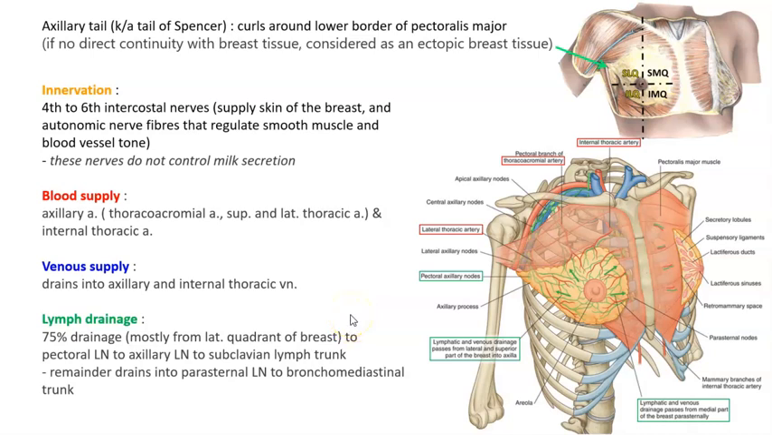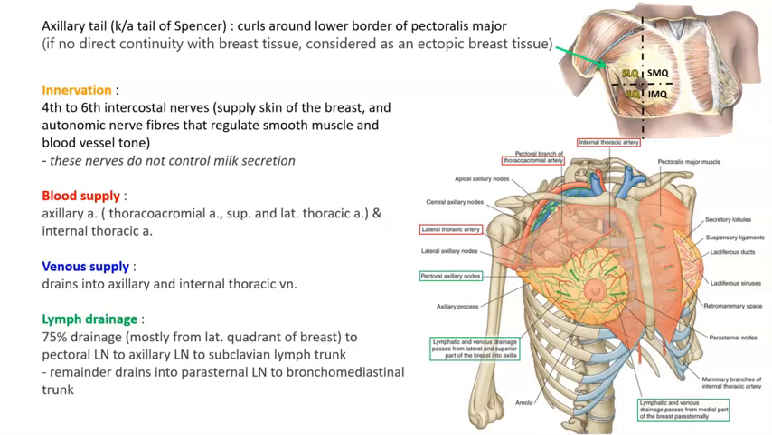And blood supply is from axillary artery. We have learned about this before: axillary artery, from thoracoacromial artery, superior and lateral thoracic artery, and also internal thoracic artery, from here, internal thoracic artery. And for venous supply, it drains into axillary and internal thoracic vein. It's easy to remember. The artery that supplies you has the same name as the vein.